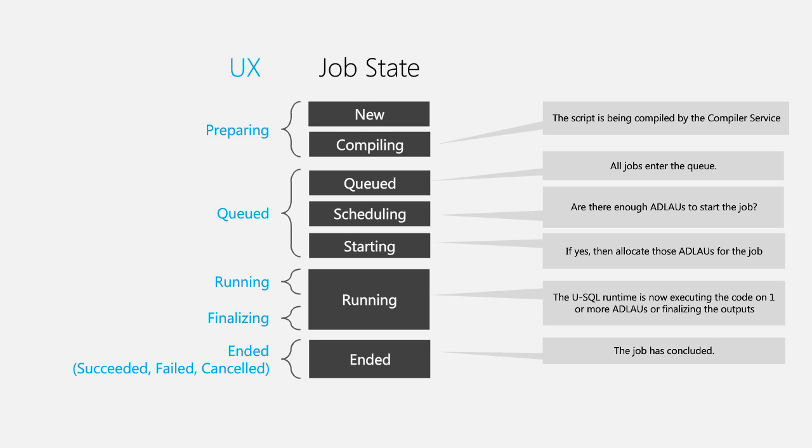So finalizing is essentially a reduce job which collects the data that was executed in multiple slave nodes, stitches it all together and gives you a final output, right? And once everything is completed, the very final stage is ended.